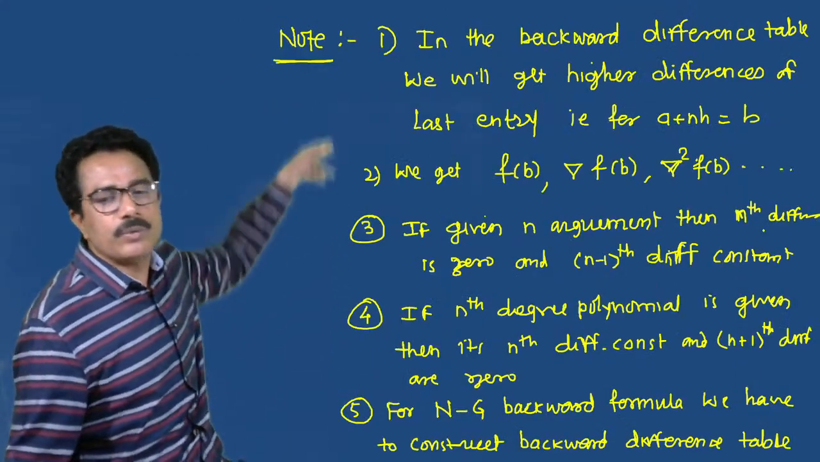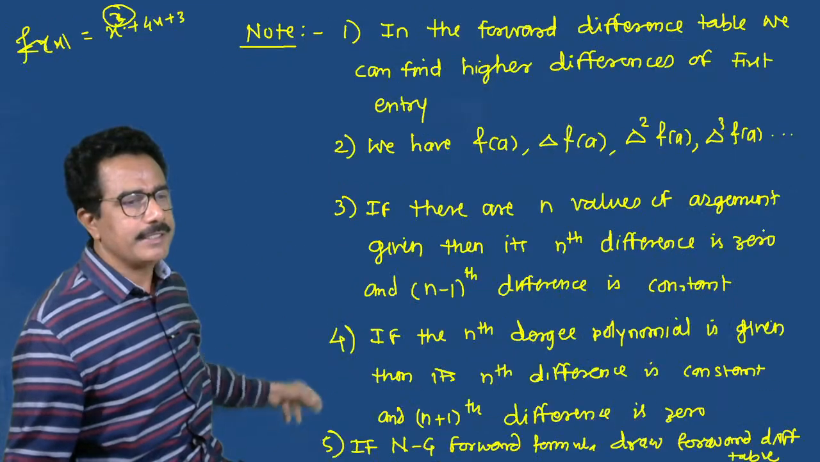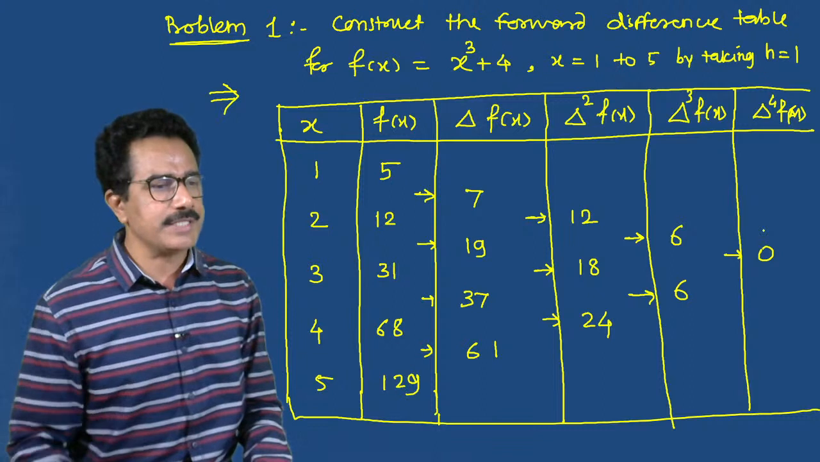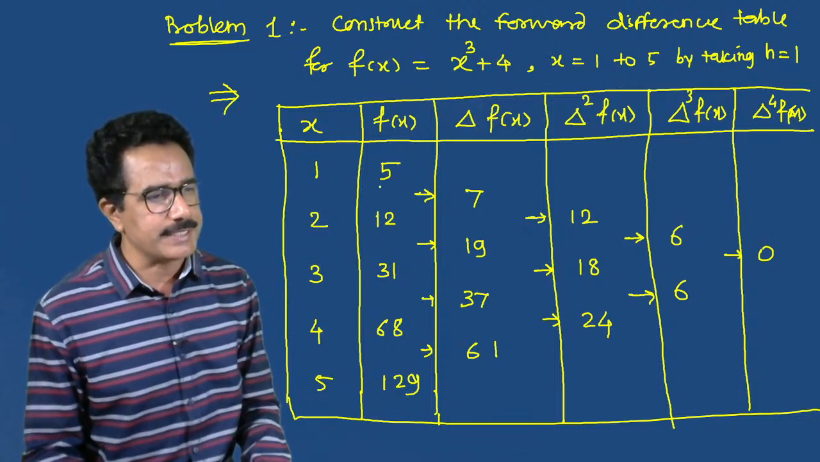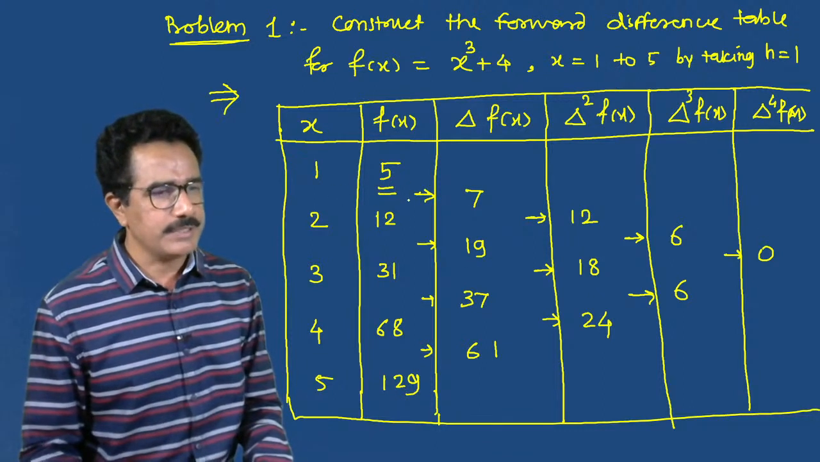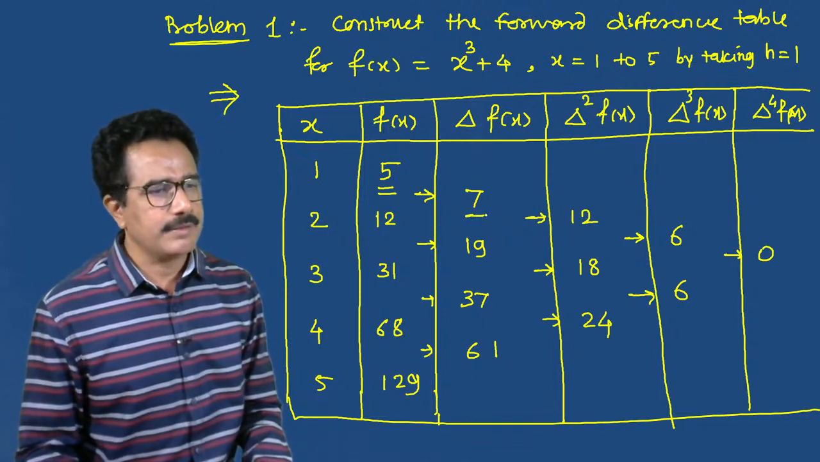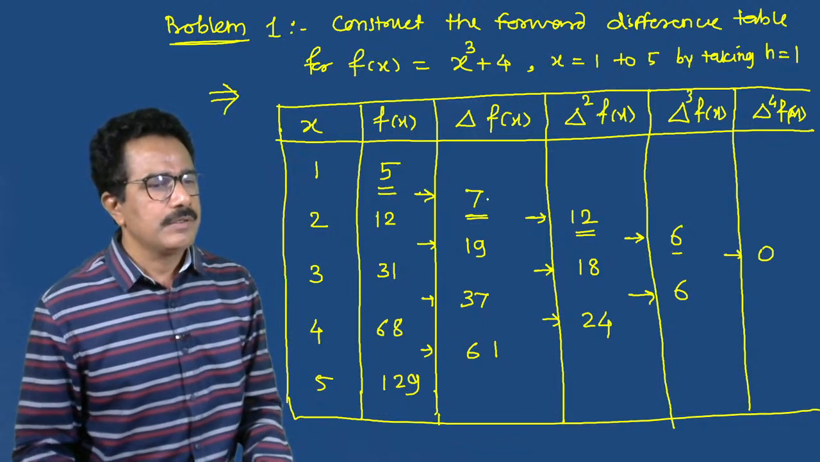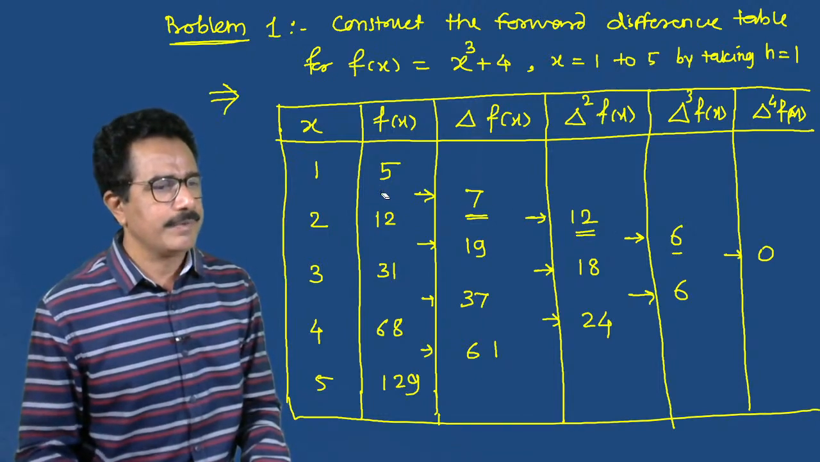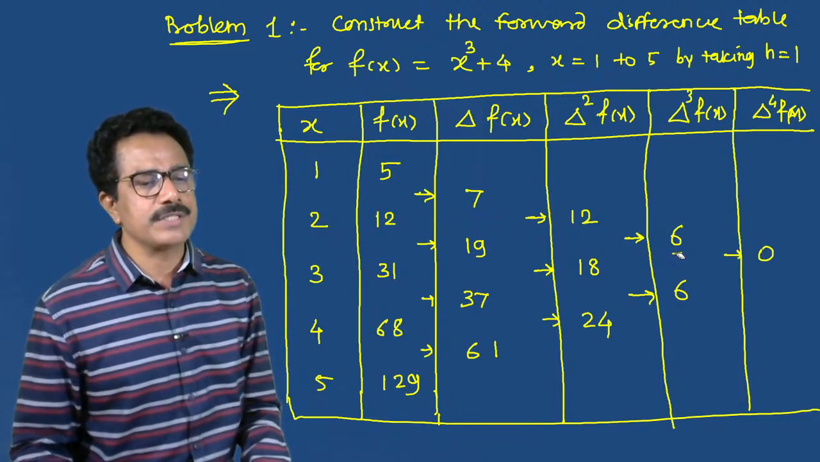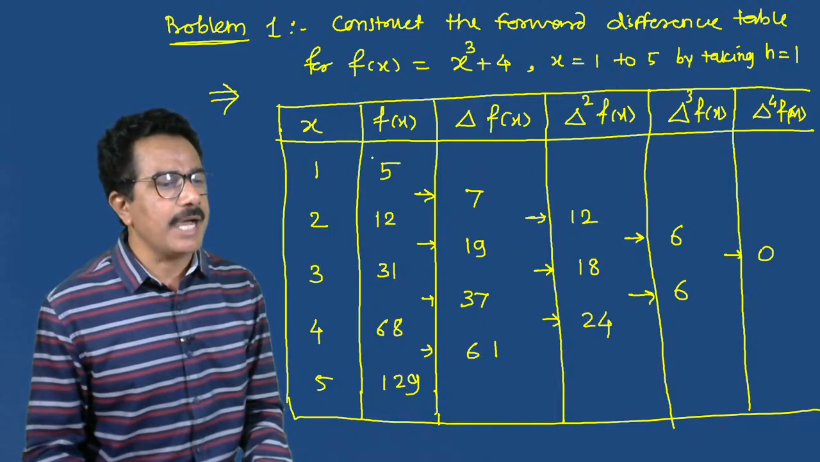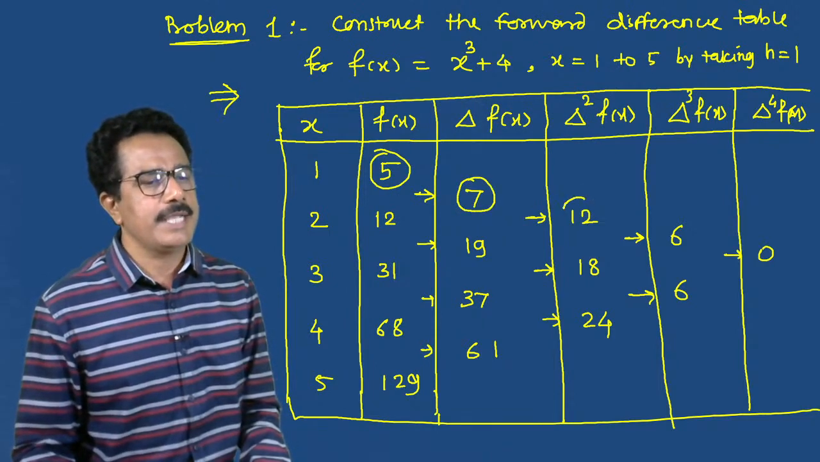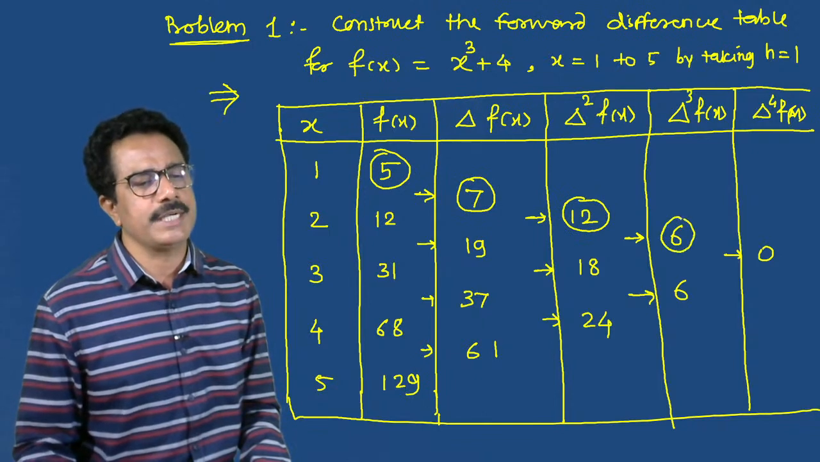दॅट मीन्स ऑल द रूल्स we can check. See this, all the rules we can check. आता इथं कुठले हायर ऑर्डर डिफरन्सेस कुठले मिळाले पहा. So we will get this. See this, we will get this. So we can write this as, in the forward difference table we will get the higher order differences of first entries. Higher order differences of first entries.